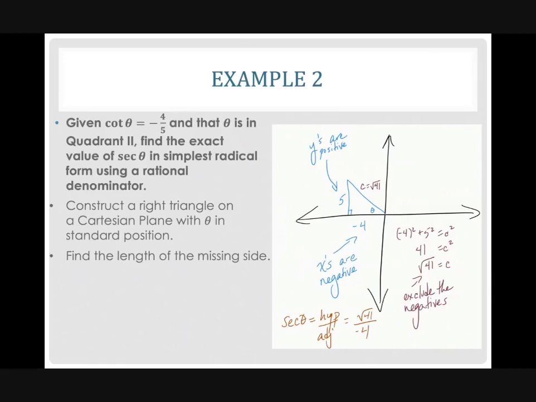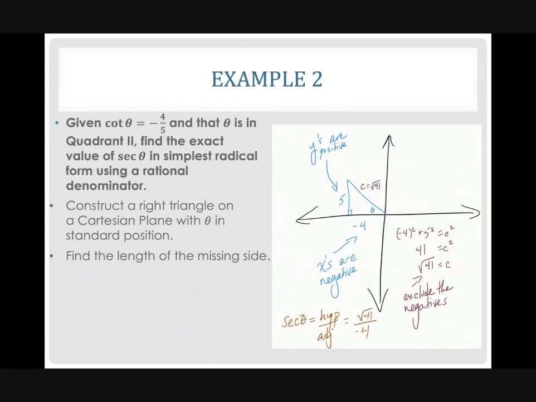So now we have to find the length of the missing side. And here, since this is a right triangle, we can use the Pythagorean theorem. -4 squared plus 5 squared is equal to c squared. And so c is equal to the square root of 41. We exclude the negative because we're talking about a length.